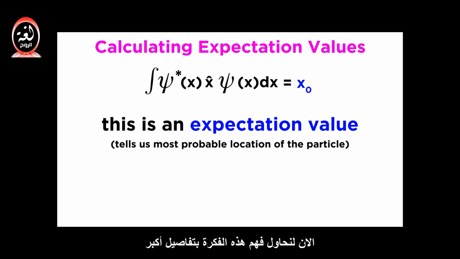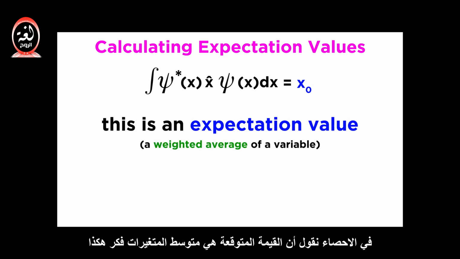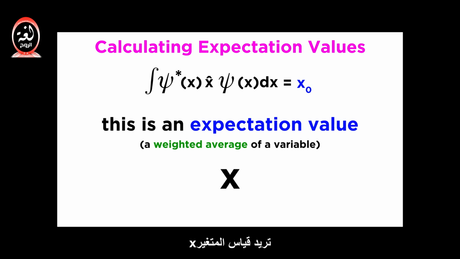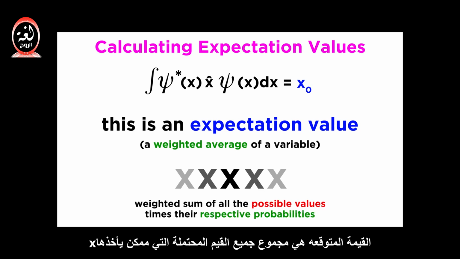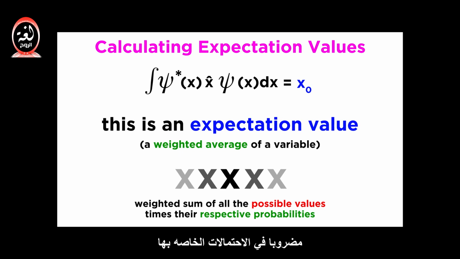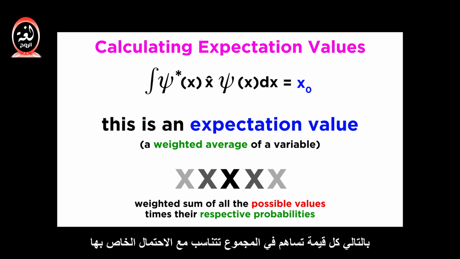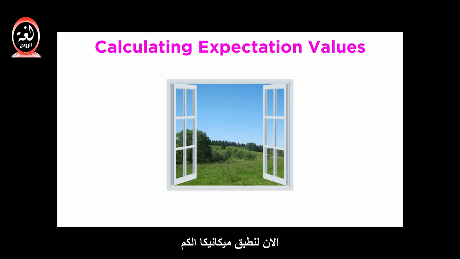Now let's try to understand this in greater detail. In statistics, an expectation value is a weighted average of a variable. Think of it this way. You want to measure the variable x, but it does not have a definite value. It exists as a distribution of values, something which will be true all the time in quantum mechanics, as we are beginning to understand. The expectation value is the weighted sum of all possible values that x can take times their respective probabilities. So each value contributes to the sum in a way that is proportional to its respective probability. Now let's apply this to quantum mechanics.